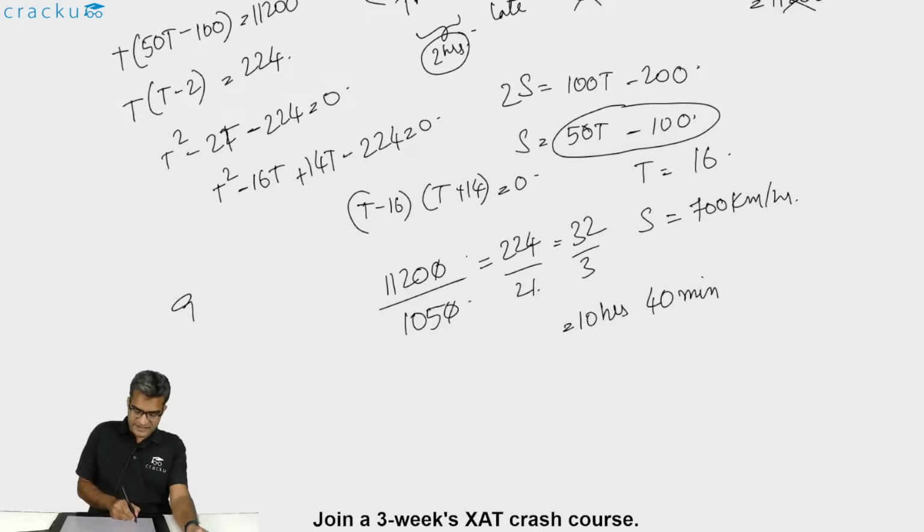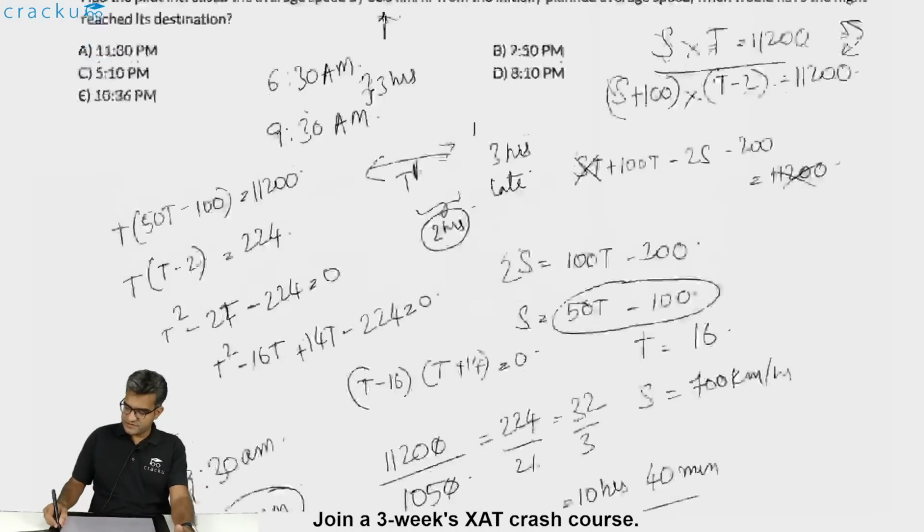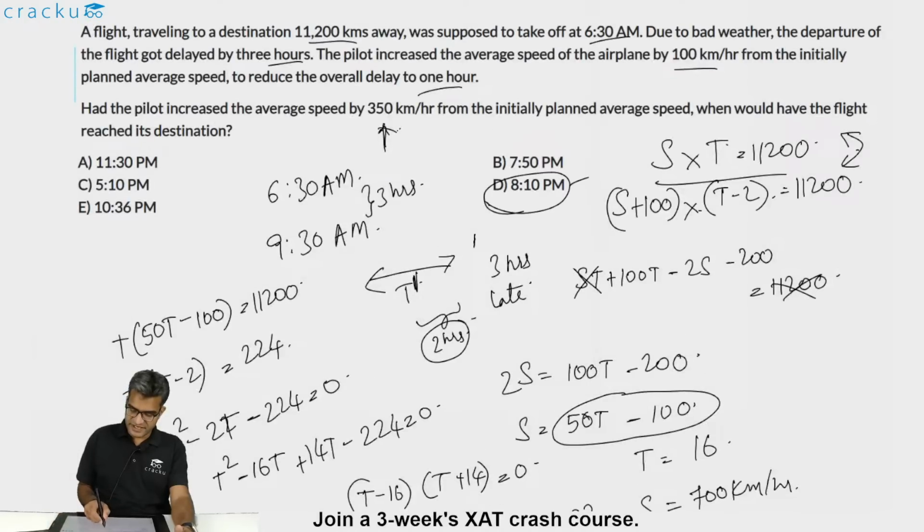It starts at 9:30 a.m. because of the delay, and it takes 10 hours 40 minutes to travel. So the time it would reach is 8:10 p.m. So the answer for this question is option D, which is 8:10 p.m. Let us look at the next question.